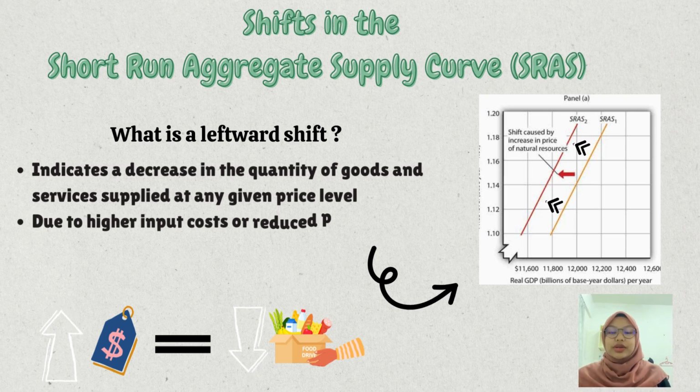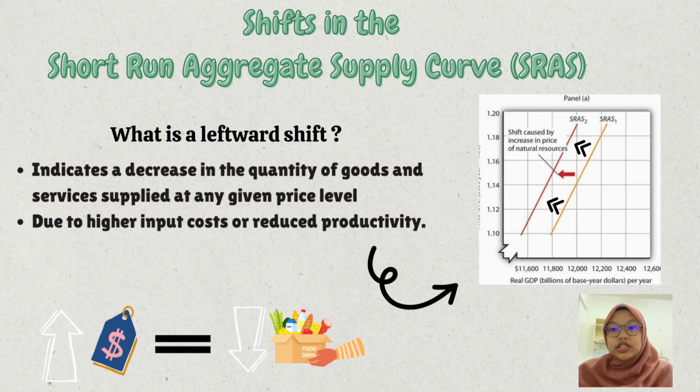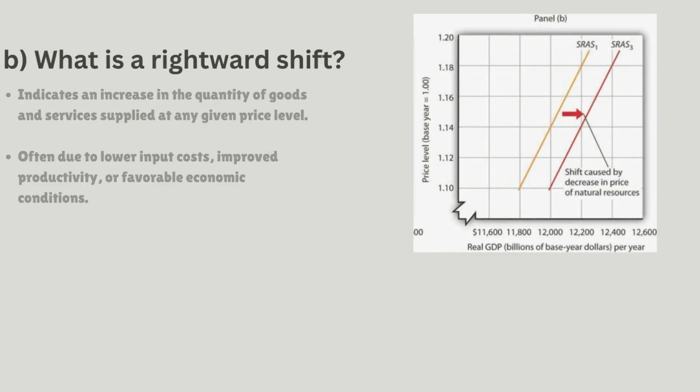Today I will explain the shift in the short run aggregate supply curve. There are two important things we should know in this topic: leftward shift and rightward shift. First is leftward shift. What is leftward shift? The curve shifts to the left because of increasing cost. This indicates a decrease in the quantity of goods and services supplied at any given price level.